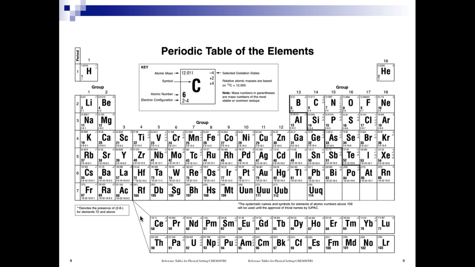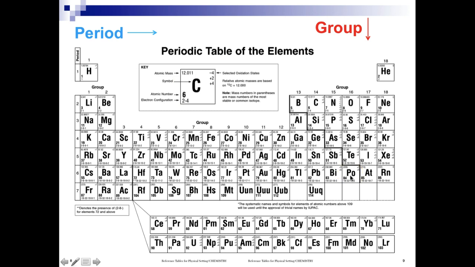So here's the periodic table from page 9 in your reference table. Okay, your reference packet that we gave you a couple weeks ago at the beginning of the year. So groups and periods, let's label them. Periods are going to go across, so left to right. And groups are going to go down, so from top to bottom.